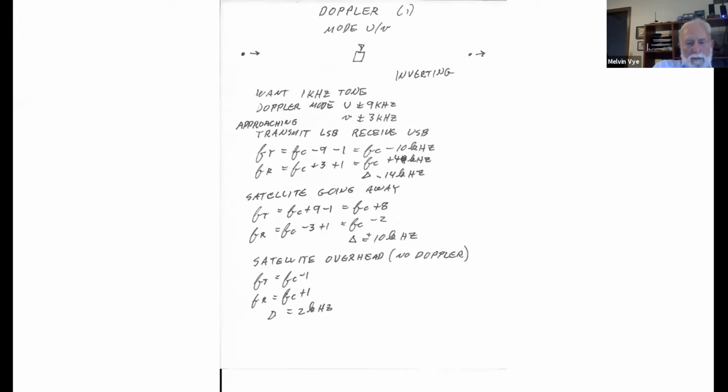So that creates a problem with one of the questions on the extra exam. And I'm going to go over these at the end, but I want to look at one right now. This question says, how is the signal inverted by an inverting linear transponder? And that's exactly what I've been talking about.